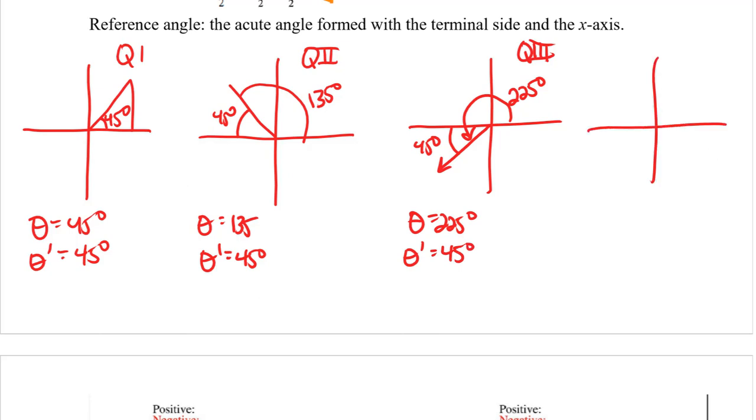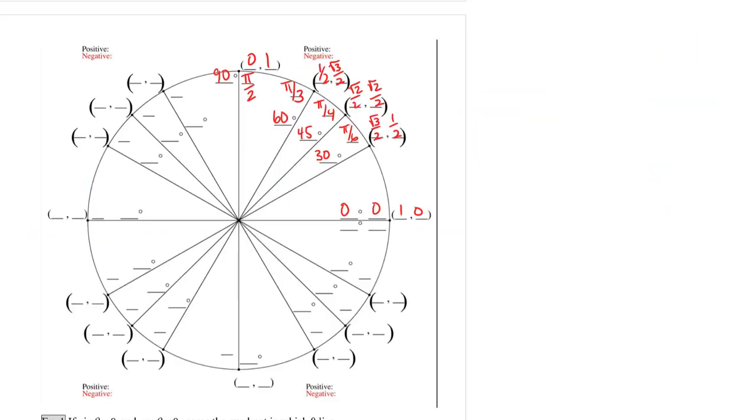And then finally in quadrant 4, if my theta is 315 degrees, 360 minus 315 gives me a reference angle that's equal to 45 degrees. So theta is 315 and its reference angle is 45 degrees. So now we're going to look at the entire unit circle. I went ahead and copied the information from quadrant 1 from the last page onto our blank unit circle.